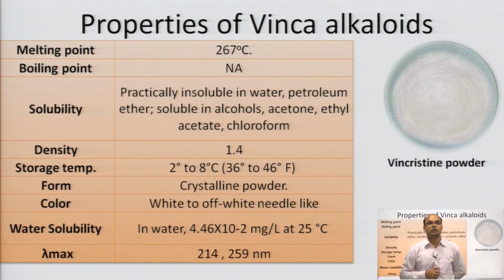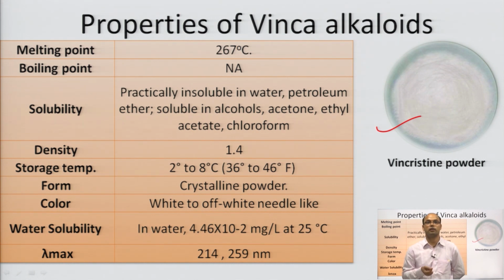If you look at the properties of Vinca alkaloids, they have a melting point of around 267 degrees Celsius, and this is the image, a white hygroscopic powder. The boiling point is not available because there are various types or fractions of Vinca alkaloids, so the boiling point is not fixed. Solubility: it is practically insoluble in water and petroleum ether, but it is soluble in alcohols, acetone, ethyl acetate and chloroform.